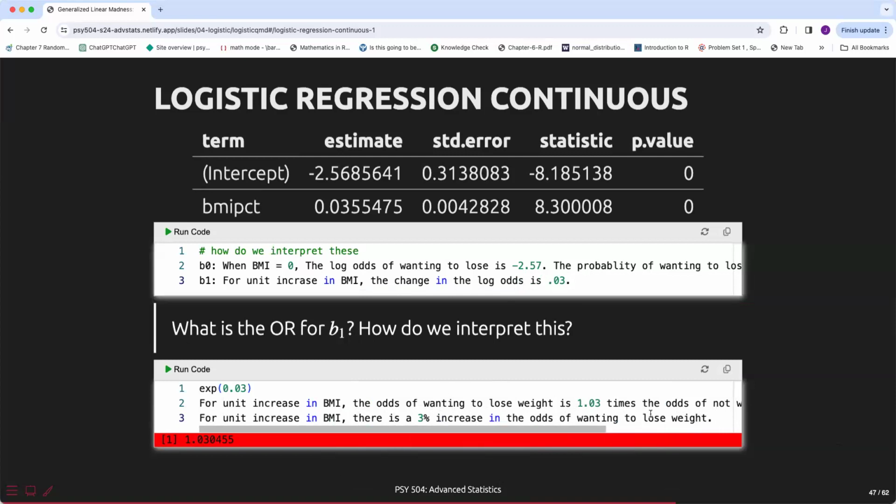We could also do the same thing for the intercept as well. And this would give us an odds ratio of less than 1, which makes sense given the information that we have, right? Especially if BMI equals 0. So we could also calculate an odds ratio for the intercept as well.